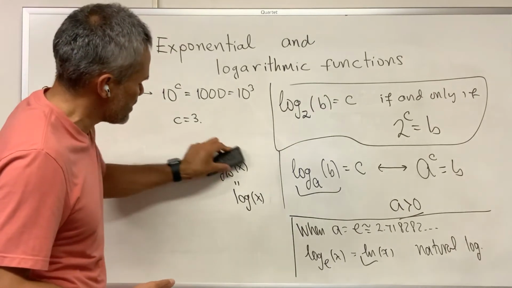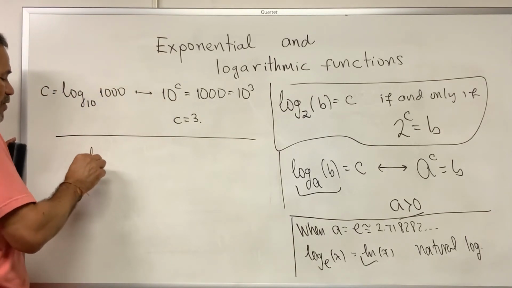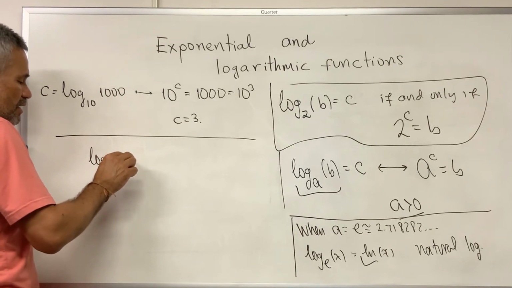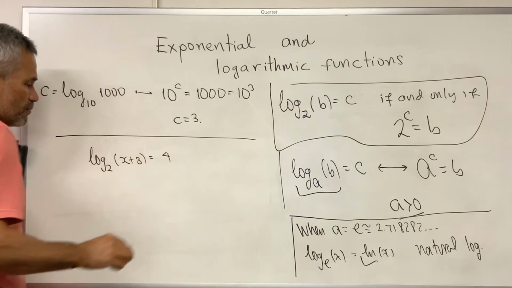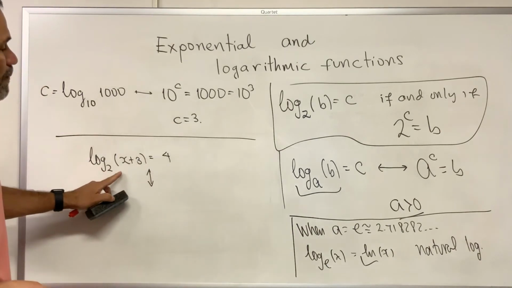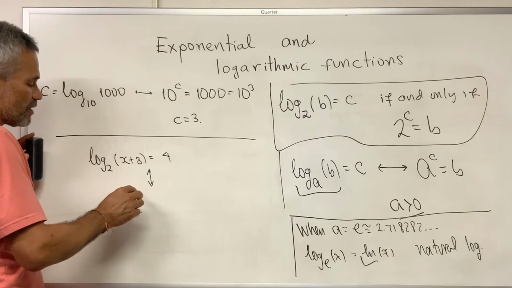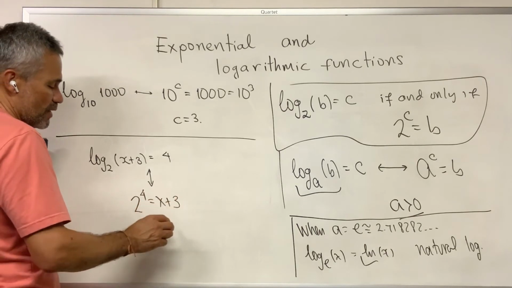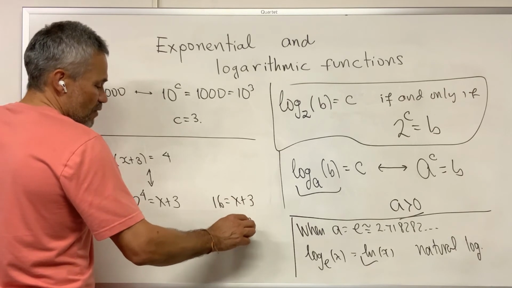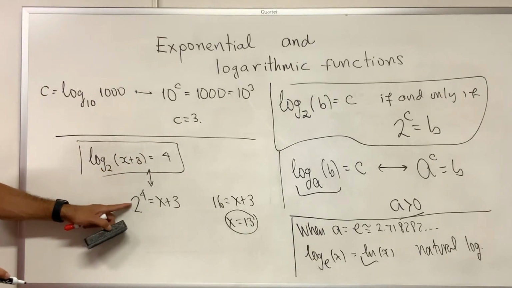Let's solve some equations that have to do with log. Let's suppose that we have the following equation, log in base 2 of x plus 3 equal to 4. What is x? In this case we rewrite the equation. Rewriting the equation gives us a different view of the same equation. This equation is equivalent to 2 to the 4 equal x plus 3, and that means that 16 is equal to x plus 3, and therefore x is equal to 13. An equation of this form is relatively easy if we rewrite the equation.